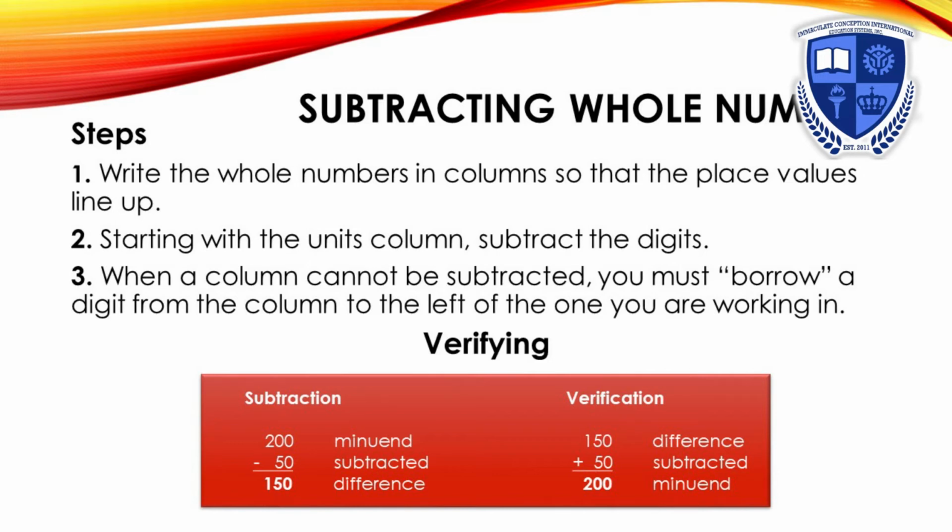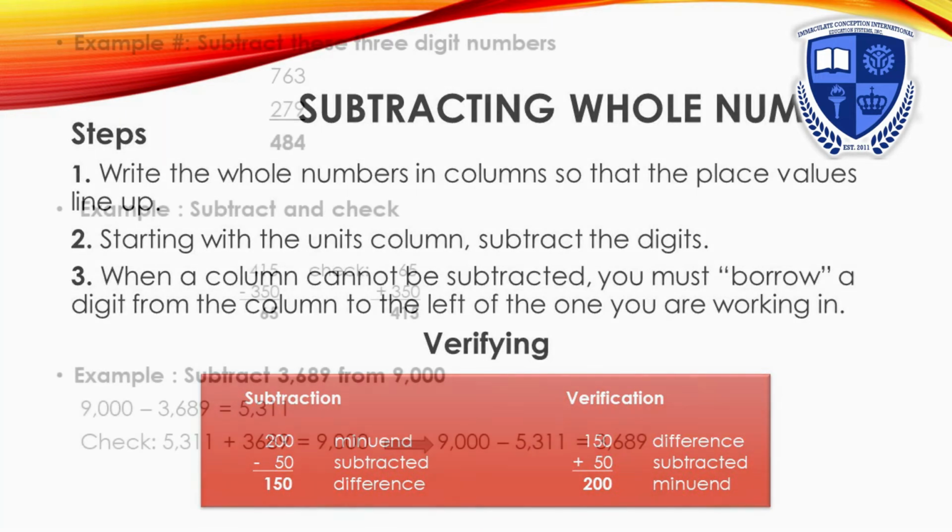Next, for verification, si 150 na ating sagot para sa subtraction ay gagamitin natin para makuha ang ating minuend. So now, 150 plus 50, yung ating minus kanina, is equal to 200 na ating minuend. So, ganyan po ang pagkuha ng ating verification in subtraction.